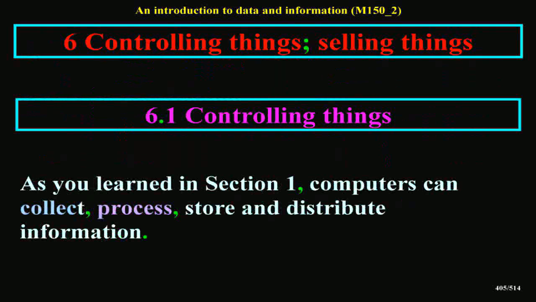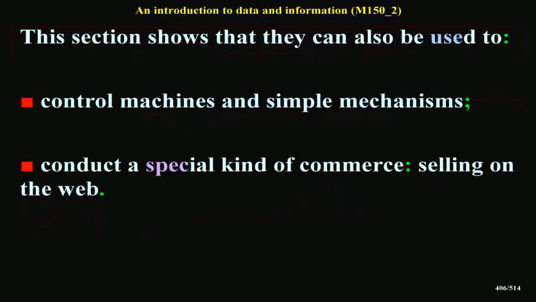6. Controlling things. Selling things. 6.1. Controlling things. As you learned in Section 1, computers can collect, process, store and distribute information. This section shows that they can also be used to control machines and simple mechanisms, and conduct a special kind of commerce, selling on the web.